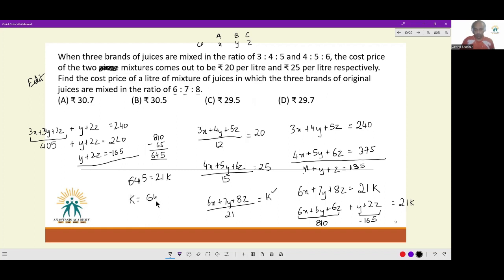K will now be equal to 645 by 21. Cancel off the 3, this will be 7. This will become 215, so I'll get 30 whole 5 by 7, which is roughly equal to 30.71. Therefore, among the available options, the correct one will be option A, 30.7.